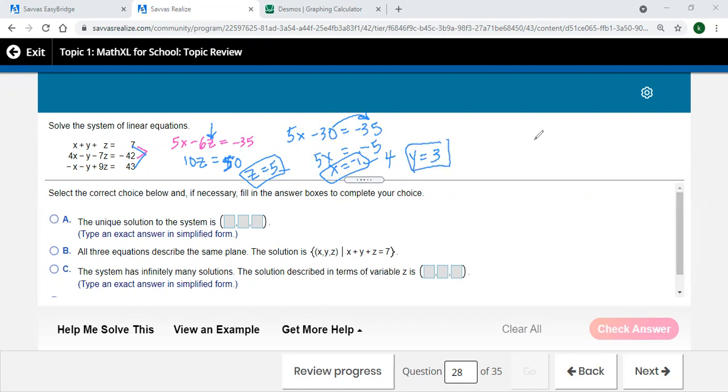Let me show you one other way, because sometimes these systems of equations might be more messy. So you put this in your matrix notation. If there's no number in front of a variable, remember that it would be like a 1. So in front of these x's, I've got 1, 4, and that negative would be a negative 1. So I put those 1, 4, negative 1. And then in front of these y's, I've got 1, negative 1, negative 1. And then in front of my z's, I've got a 1, negative 7, and 9.